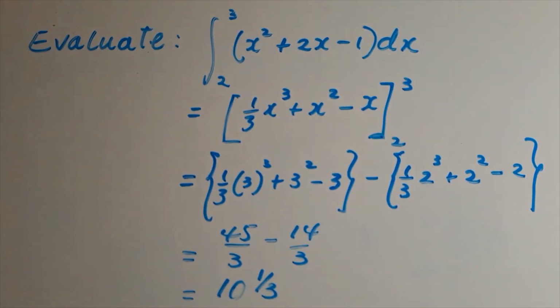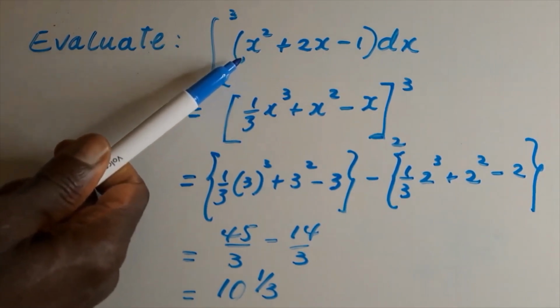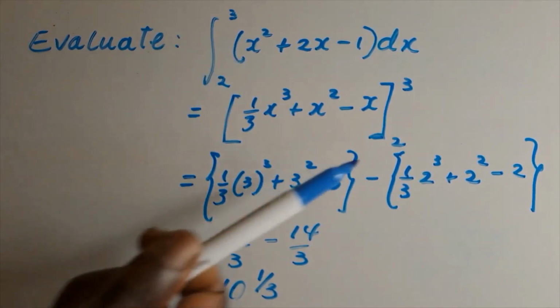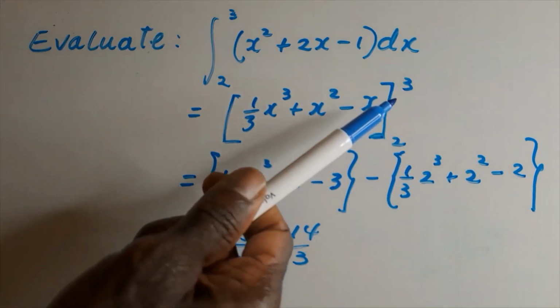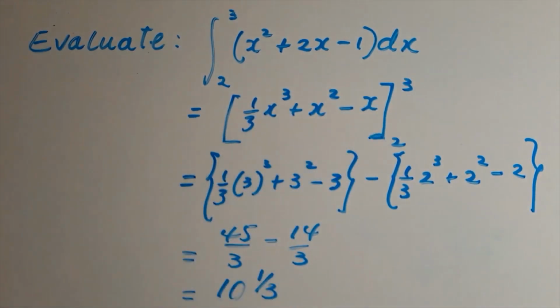And there you have it. So we integrate our integrand, we apply our boundaries of 3 between 3 and 2, which will encompass the area. Then we evaluate, substitute and evaluate to get our definite integral, 10 and a third.